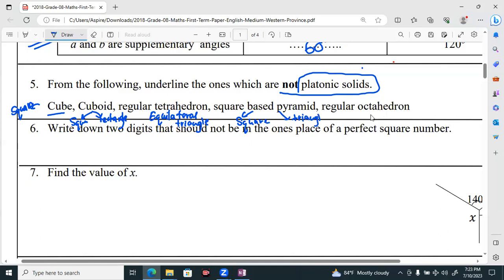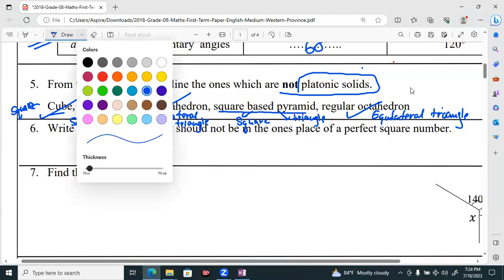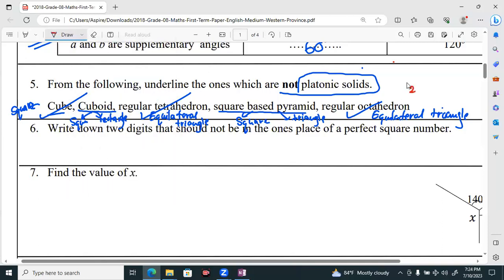Regular octahedron. It consists of equilateral triangles. Okay. Then what are the platonic solids? Cube, regular tetrahedron, and regular octahedron are the platonic solids. But there are ones which are not platonic solids. Then what is the answer? The answer should be cuboid and square-based pyramid. Okay. Then if you have underlined the correct 2 answers, then you are given 2 marks.